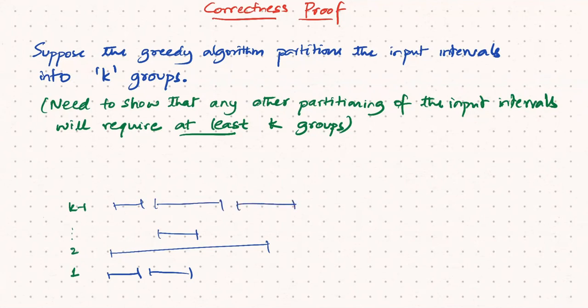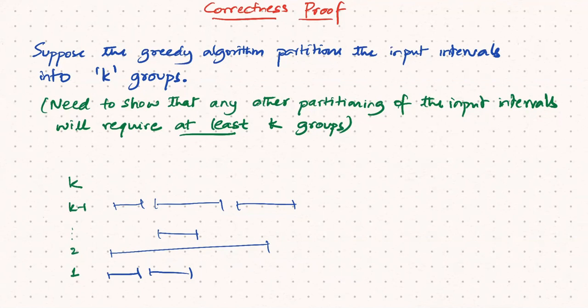Now when we try to add this, at the point at which this group K was first created, what happened at that point? I took the interval that I considered, I tried to first put it in group 1, but there was an overlap. I tried to put it in group 2, there was an overlap, and group 3 and so on up till group k minus 1, there was an overlap.